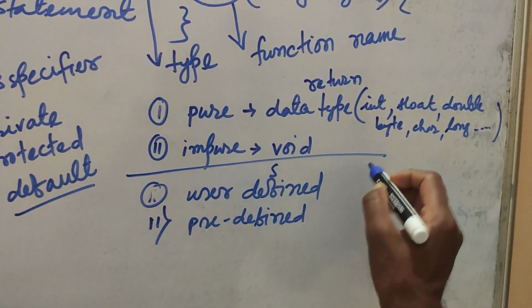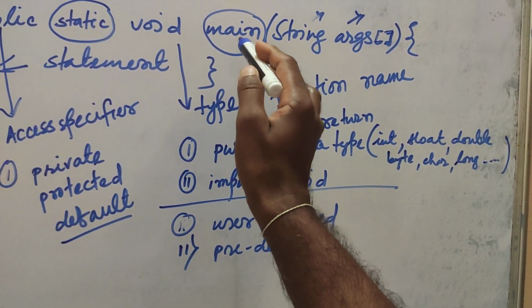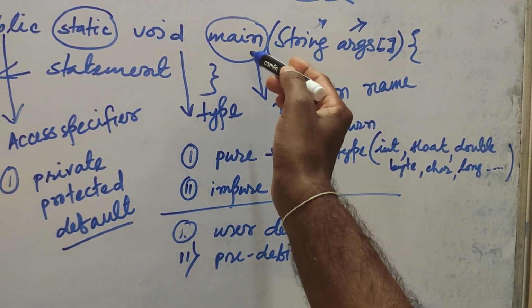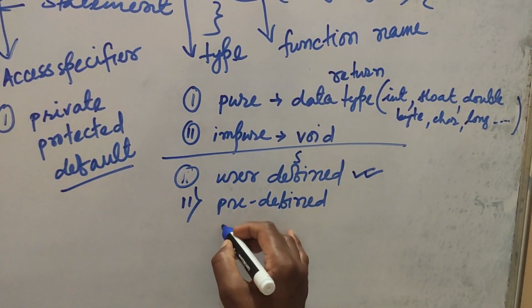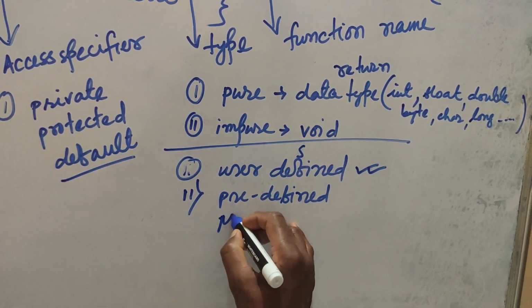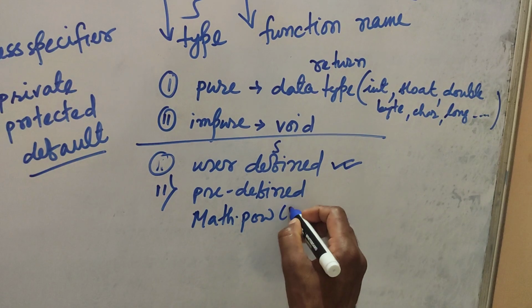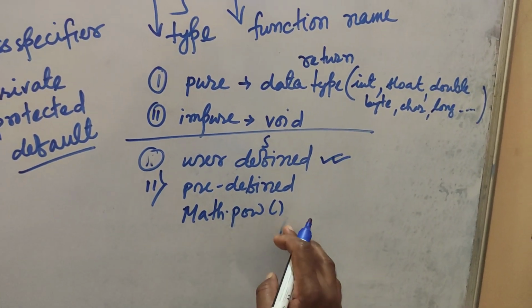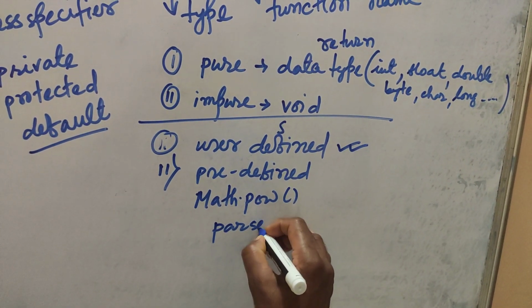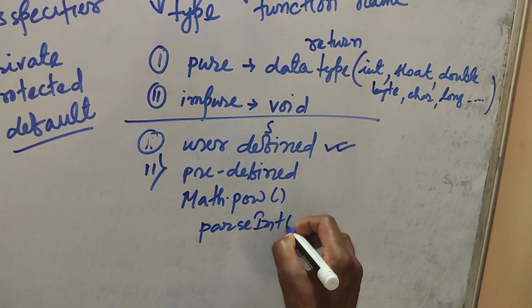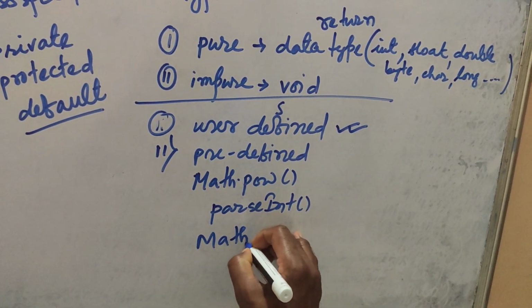Functions are classified in two ways, user defined and predefined. See, this is the function's name, this is our choosable name, so this is user defined. Predefined are some mathematical functions, some methods used in functions. Math.pow is a predefined function, which we cannot change. Parse int is a predefined method. Math.sqrt is a predefined.